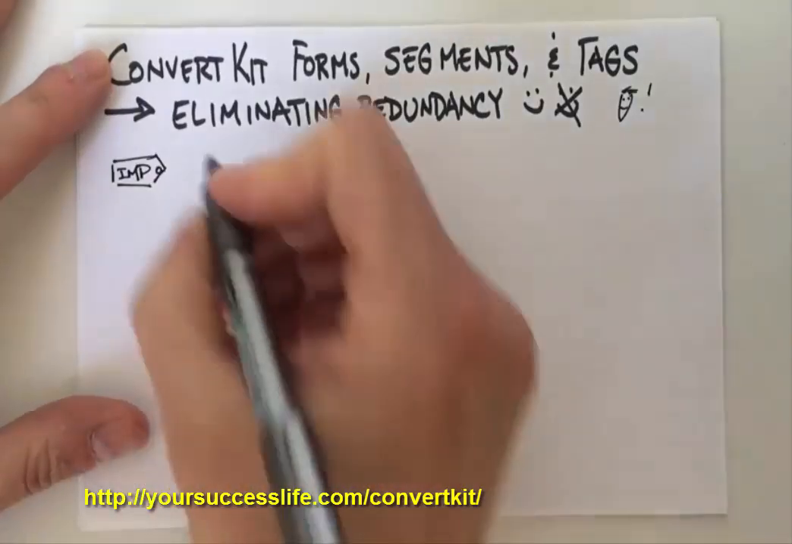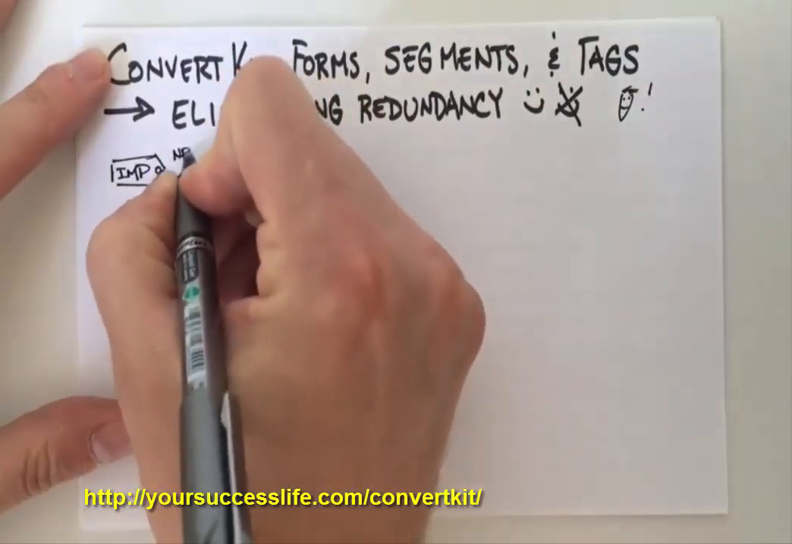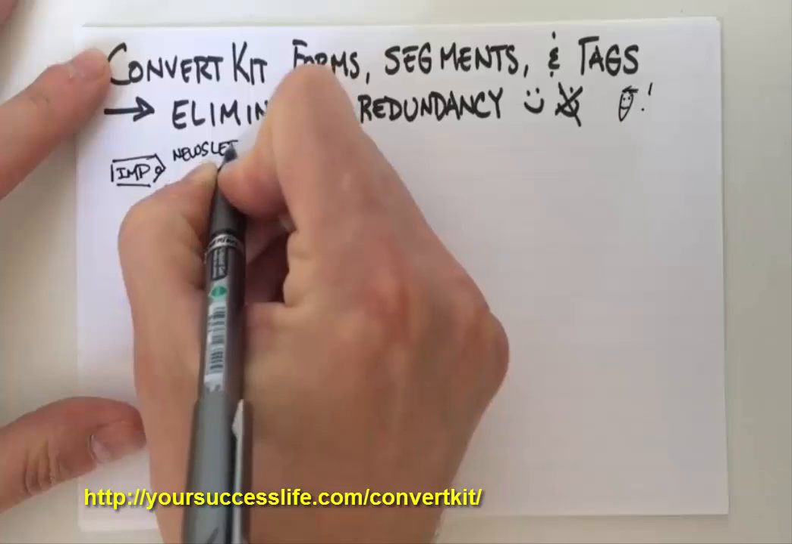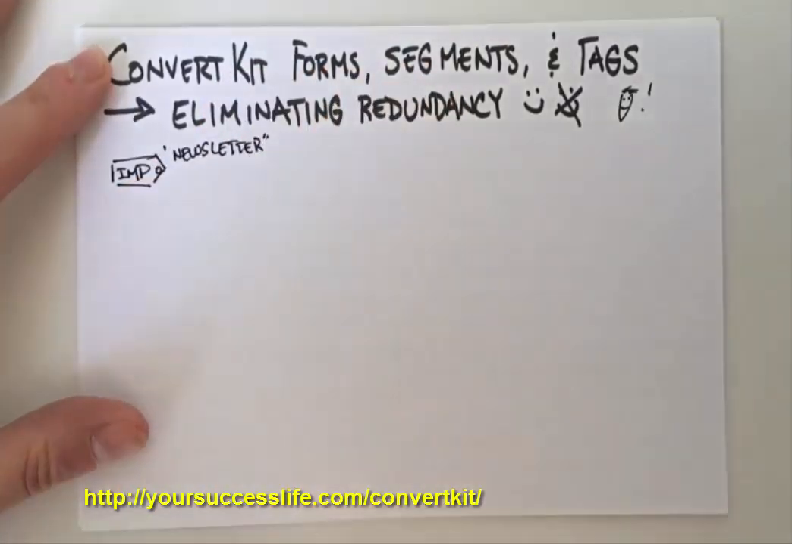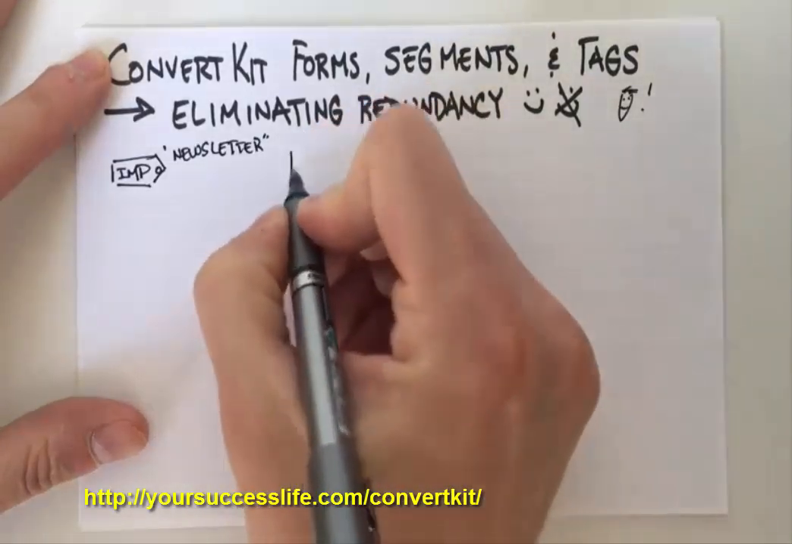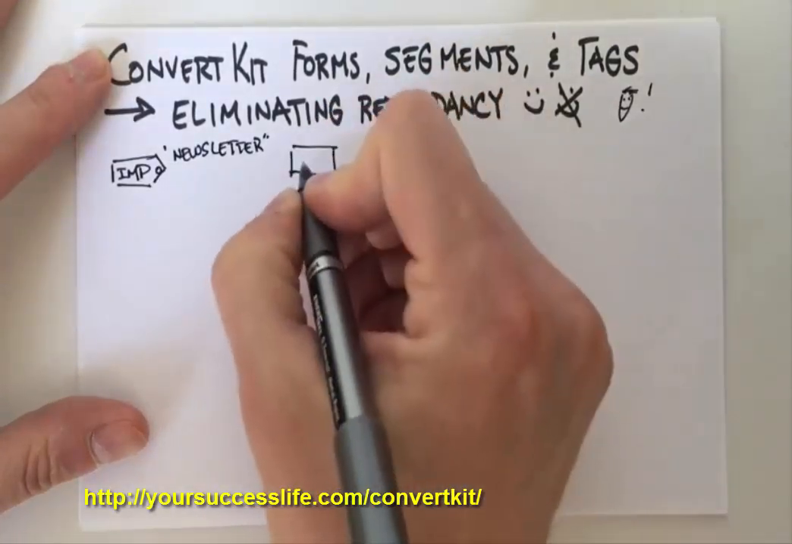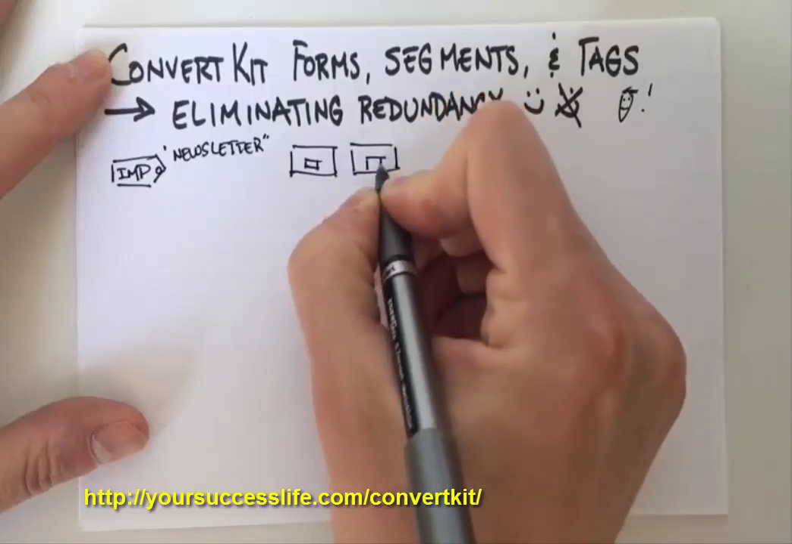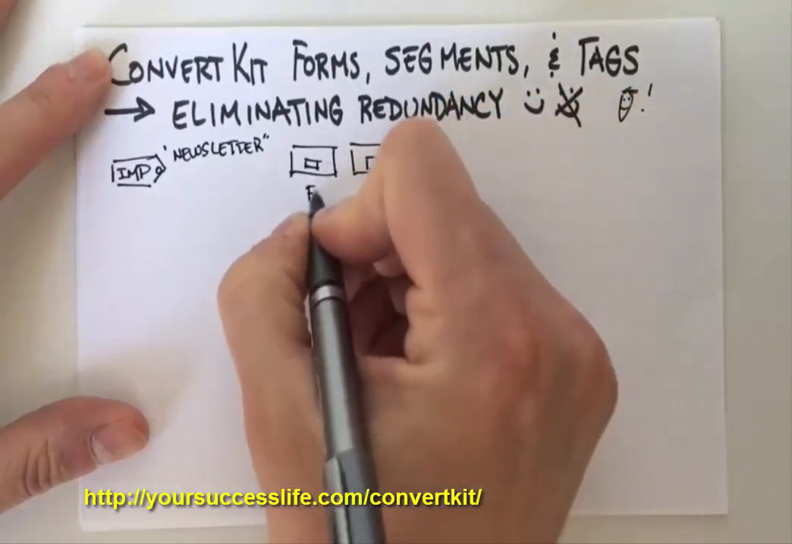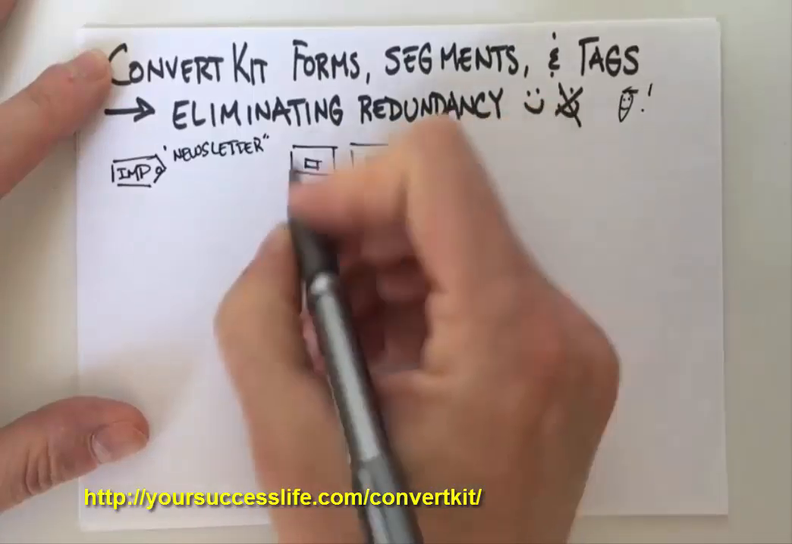Okay, so we have our imported tag. This is normally who you've been sending your newsletter to, right? So you're bringing that over. So imported newsletter tag. And then we set up our different forms. It could be on like the sidebar, could be after post. So we've got our two forms here.